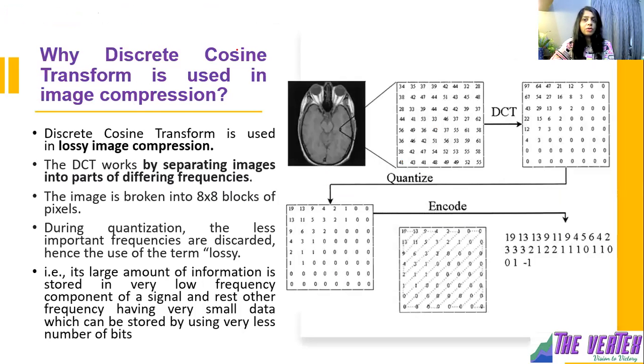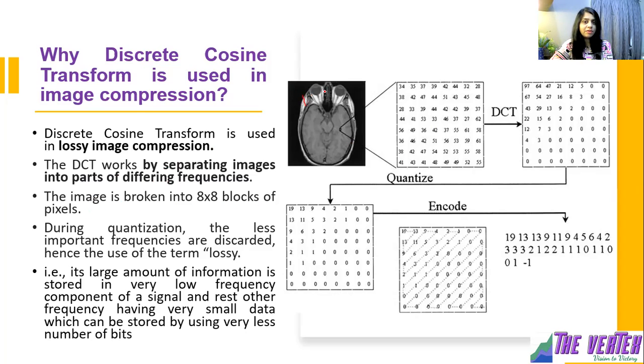Now why is discrete cosine transform used in image compression? Let's take a small example. Discrete cosine transform is used in lossy image compression. What is the meaning of lossy image compression? The DCT works by separating images into parts of differing frequencies. Yes, we already understood that. The image is broken into 8 by 8 blocks of pixels.